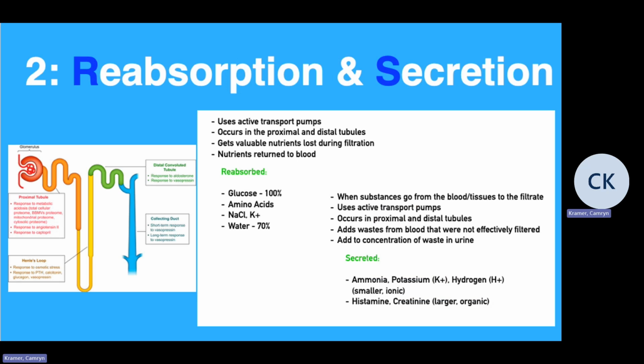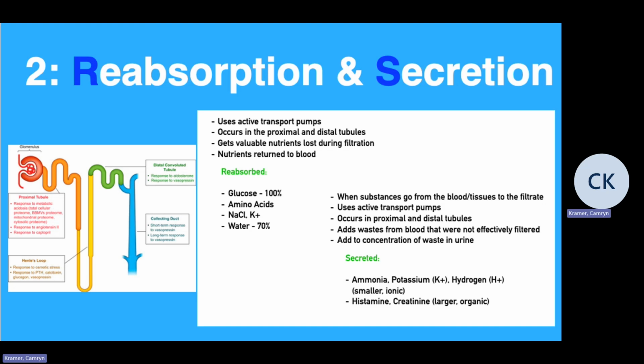Next, we move into reabsorption and secretion, which happen primarily in the tubules of the nephron. Think of this as the body's chance to sort through the filtrate and reclaim valuable resources. Things like glucose, amino acids, and electrolytes are reabsorbed back into the blood. Water is also largely reabsorbed here, with about 70% happening in the proximal tubule alone.